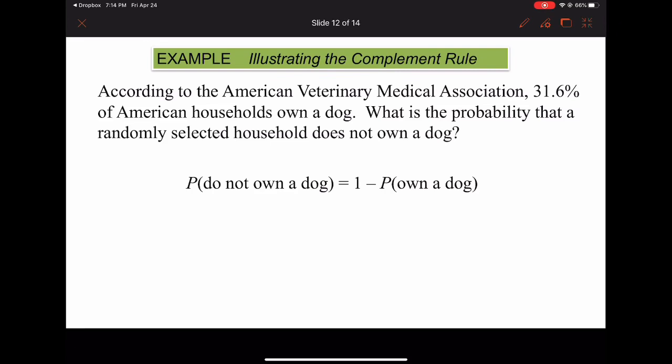So we do 1 minus the probability of owning a dog. So 1 minus 31.6 or 0.316. Let me do this one more time. 0.316. So the probability of not owning a dog is 1 minus, so 100% minus the 31.6% would give me 0.684. So there's about a 68.4% chance that somebody does not own a dog, or the probability someone doesn't own a dog would be 0.684.